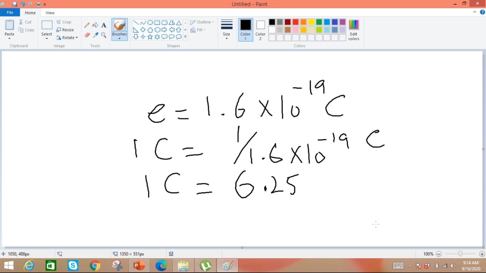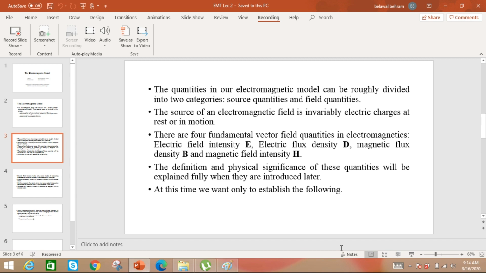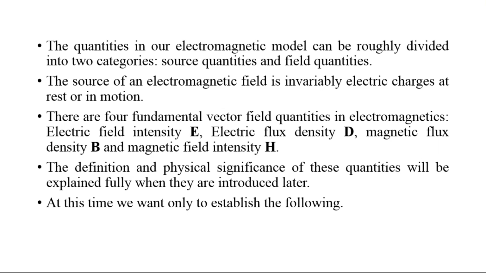Now, what is actually a current? A current is the time rate of change of charge, or the rate of change of charge with respect to time. When charges move, they constitute a current. So when we have the flow of charges, they will give rise to the magnetic field. So this was all about source quantities.